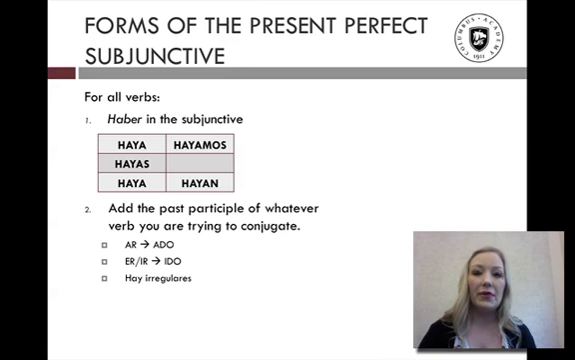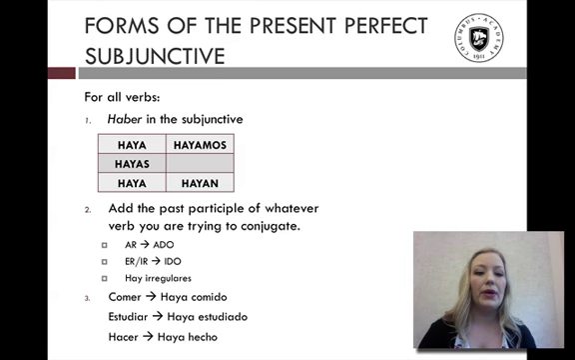So let's take a look at a few examples. Comer would become haya comido in the yo form or the él, ella, usted form, while estudiar would be haya estudiado. And then finally, a verb like hacer in irregular would be haya hecho in the yo or él, ella, usted form. So any verb you're trying to conjugate, you first start with the form of haber, and then that verb you turn into the participle. It's basically how you do it.